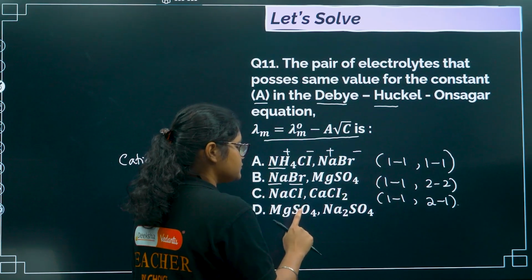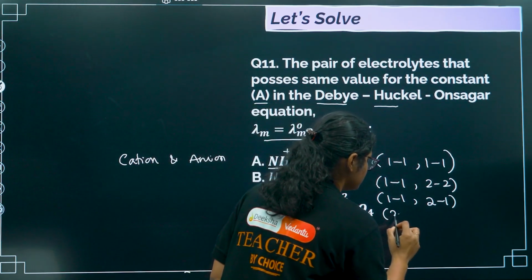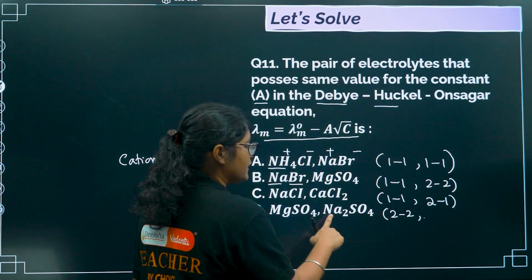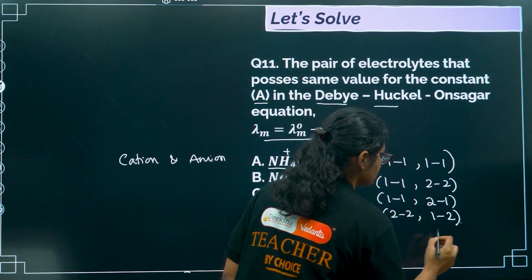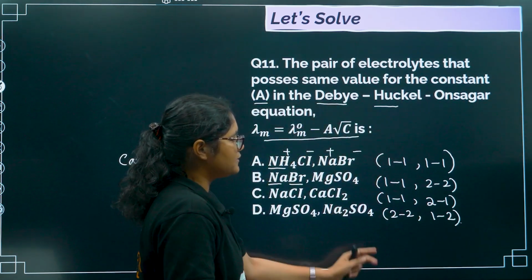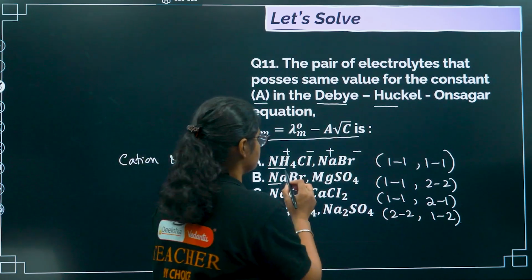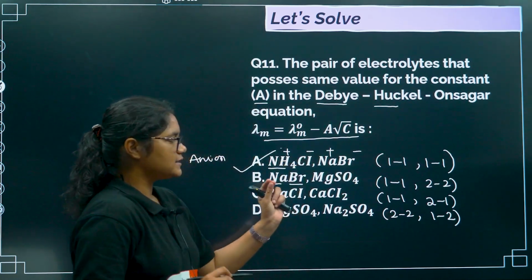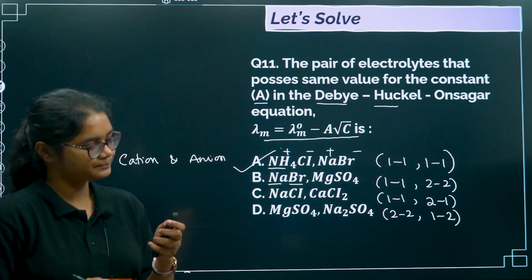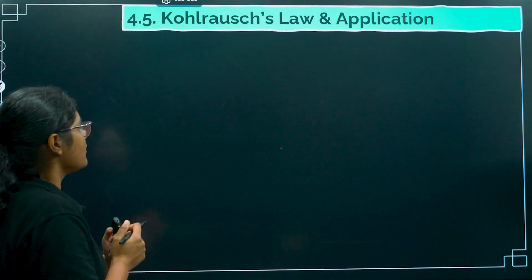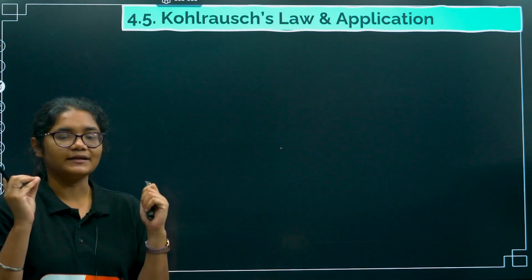Now Mg is plus 2, SO4 is minus 2, so this is 2 type, and here Na is plus 1, SO4 is minus 2, so this is 1 type. Right, so you can see the electrolytes are of the same type in option A. If the electrolytes are of the same type, then their A values will also be the same. Okay, now let us move to the next topic, that is Kohlrausch's law.